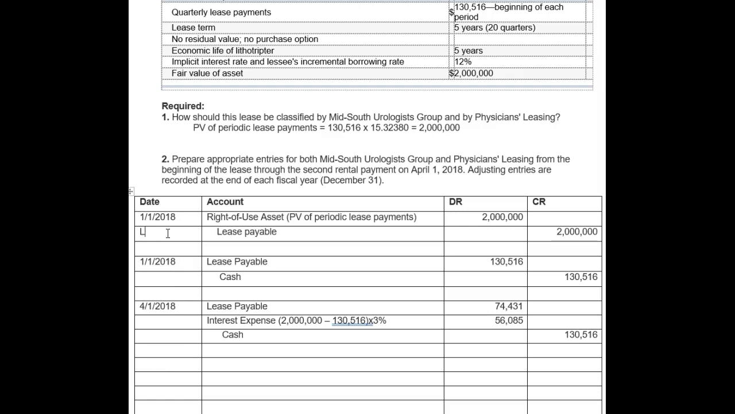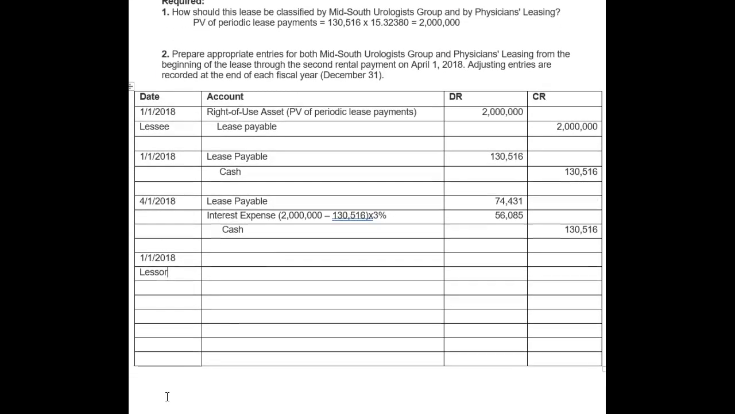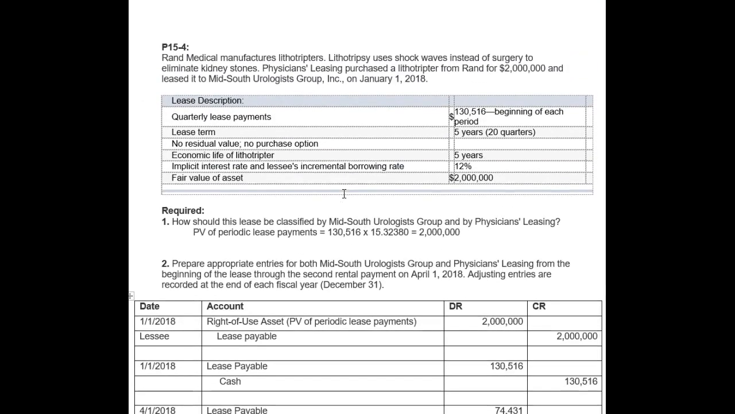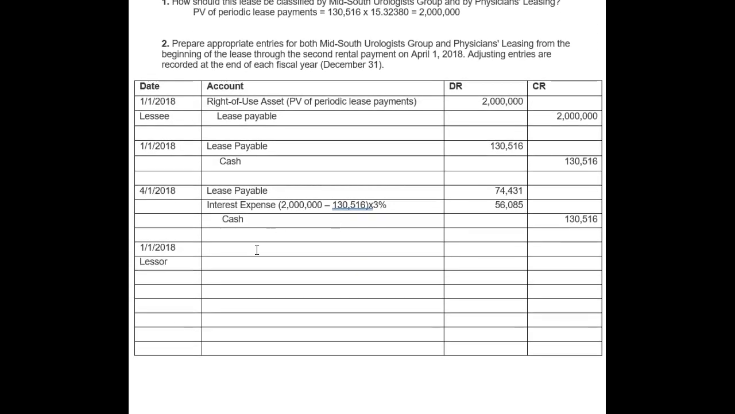Now remember, these were the lessee entries. Now let's go back and do the January entries, but we're going to look at it from the lessor standpoint. So we're going to change gears and actually look at it from Physicians Leasing Company's aspect. For the lessor, this is a sales type lease, but now notice there's no sales profit. Why is there no sales profit? Because the cost to Physicians, they paid $2 million, the fair value was $2 million. Therefore, they're not going to make a profit on the difference between the cost of the good and the actual sales price or the lease price. Okay, so this is a sales type with no sales profit.